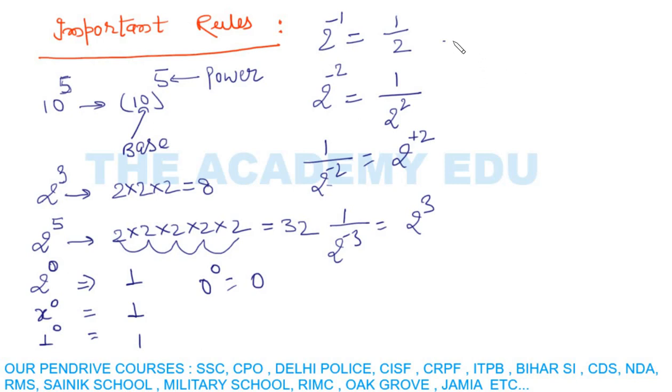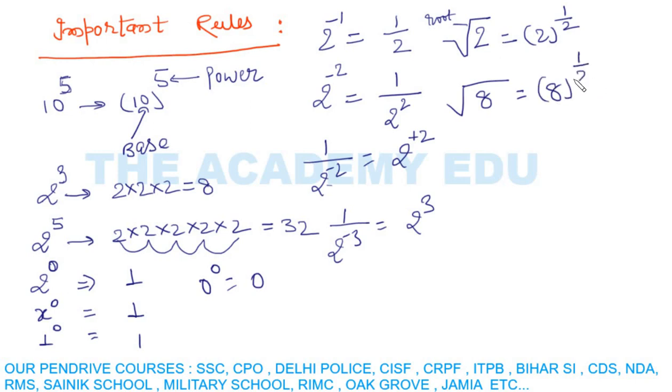Suppose we have this root 2. What is the meaning of this root? It means 2 raised to the power 1 upon 2. Suppose we have root 8. Then it means 8 raised to the power 1 upon 2. Actually a 2 is written here, but generally we don't write it, though there is always a 2 here. Suppose there is another number other than 2, then in that case we need to write it here.